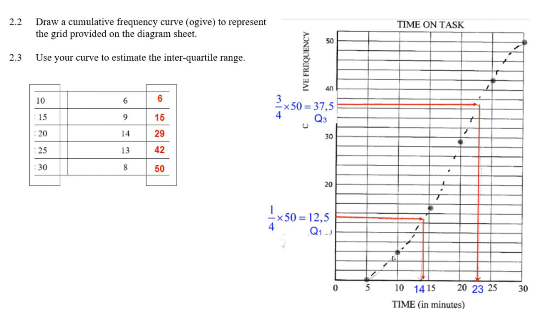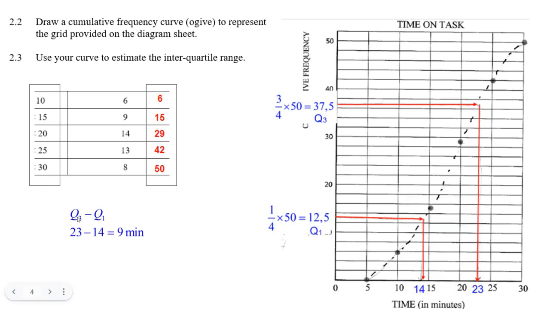Well, if you're going to use an Ogive to find the quartiles, what you do, you can just take a quarter of 50. So I went to 12.5. I run over, and I run down, and I figure I get pretty close to 14. Then I take 3/4 of 50, 37.5. I run over, I run down, I get pretty close to 23. This is just an estimate.